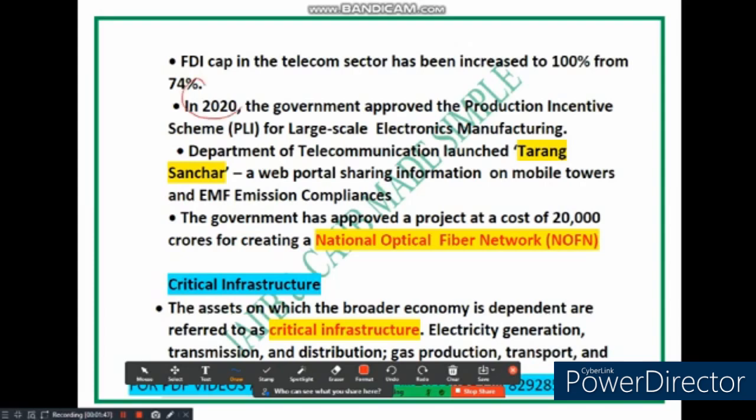Now let's see what happened in 2020. The government approved the production linked incentive, PLI. This is called the production linked incentive scheme. It is a scheme introduced by the government to encourage large scale manufacturing of electronic products in India. This scheme provides incentives such as financial support and tax benefits to attract investment and promote the production of electronic goods within the country. This scheme aims to boost domestic manufacturing. So what does it boost?